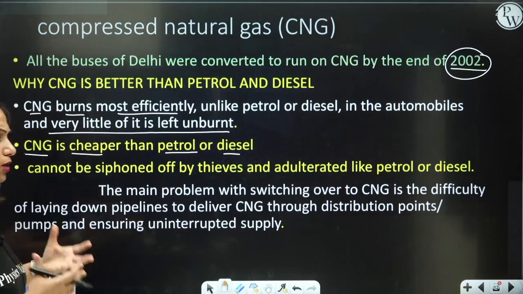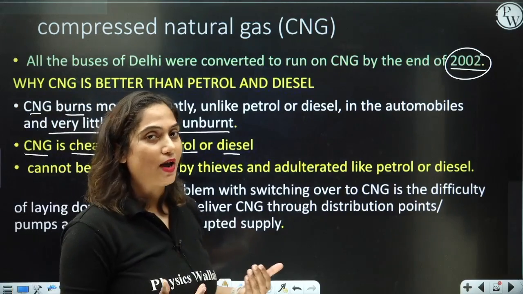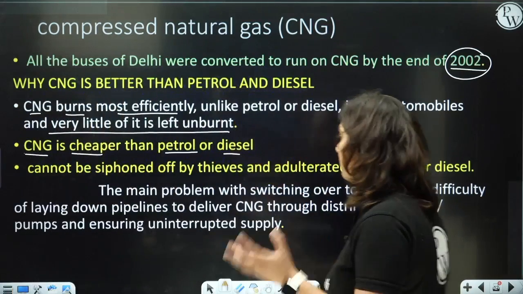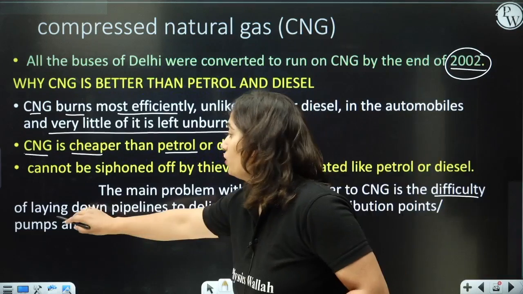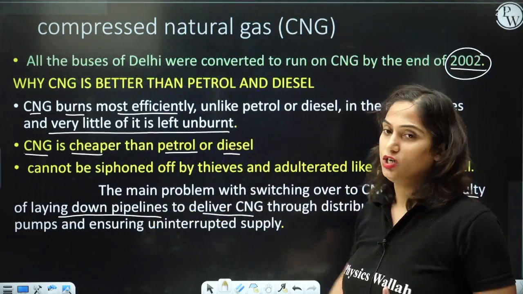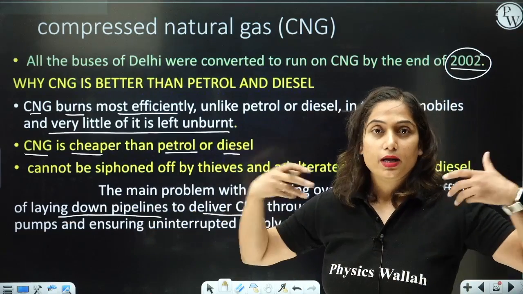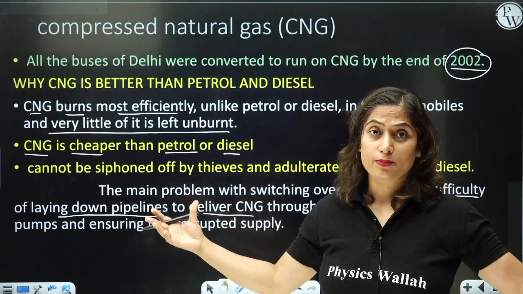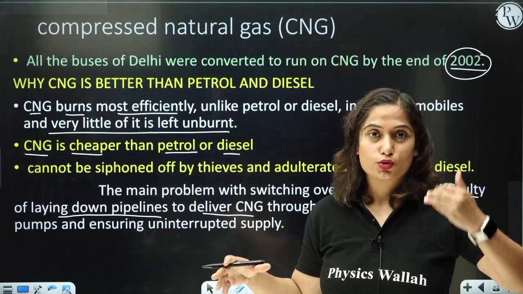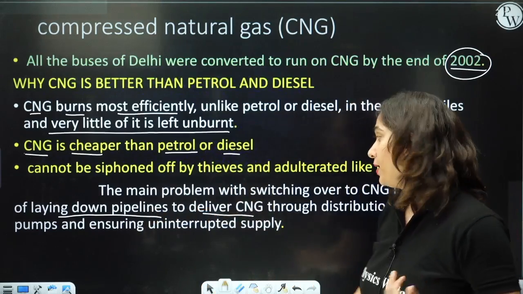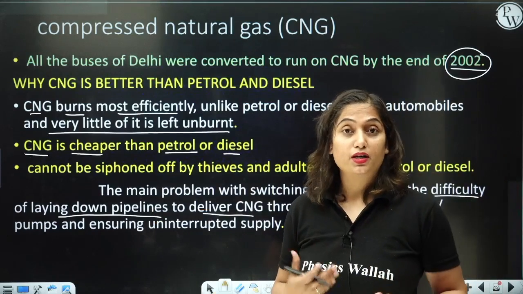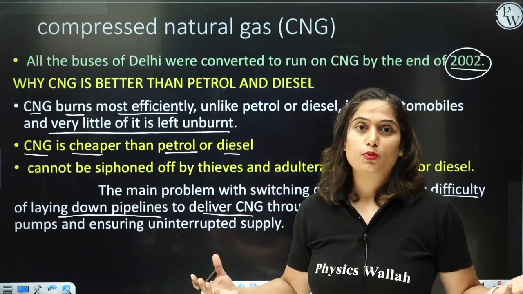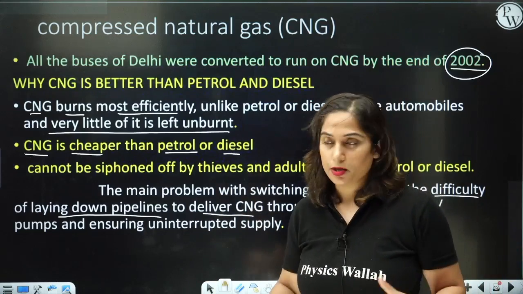But what is the main problem that CNG is not still widely used in automobiles? Because the main problem is the difficulty of laying down the pipelines to deliver CNG. It is very difficult to plant all the pipelines all over India so that the supply of CNG can be there. So it is very difficult. So that is why it is difficult for all the people to convert to CNG.